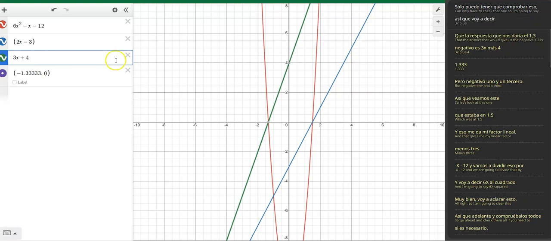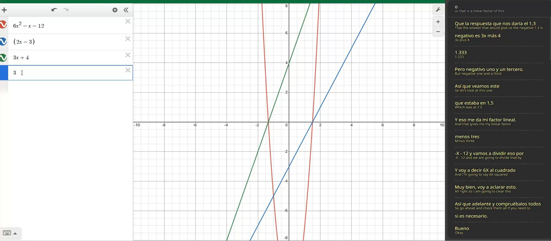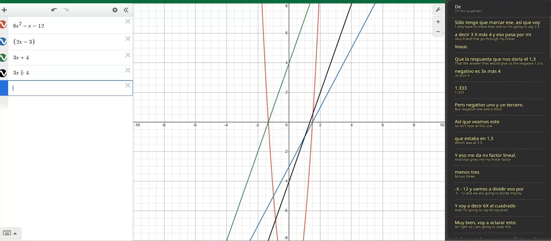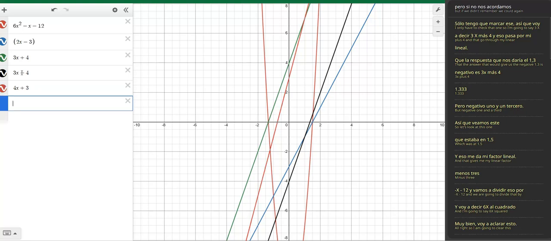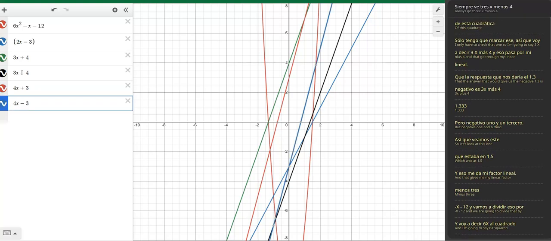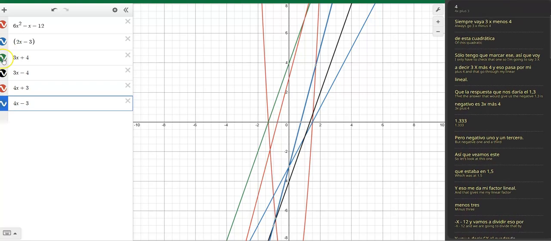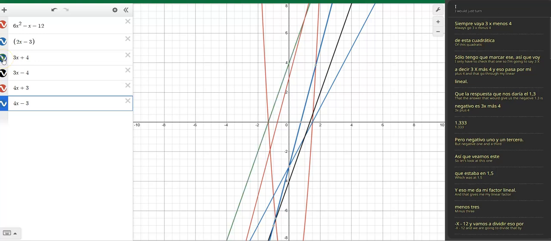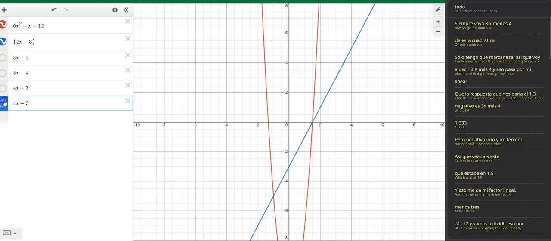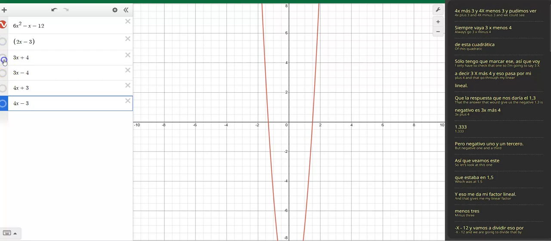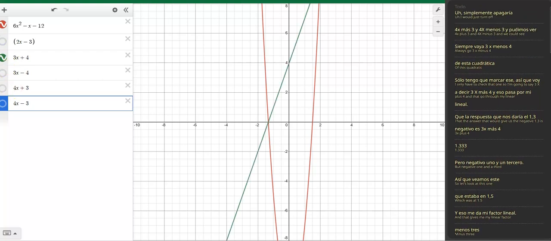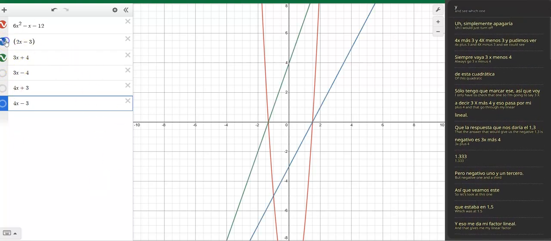of this quadratic. But if we didn't remember, we could always go 3x minus 4, 4x plus 3, and 4x minus 3. And I would just turn off all of them and turn them on one at a time and see which one goes through the point I'm looking for. Okay.